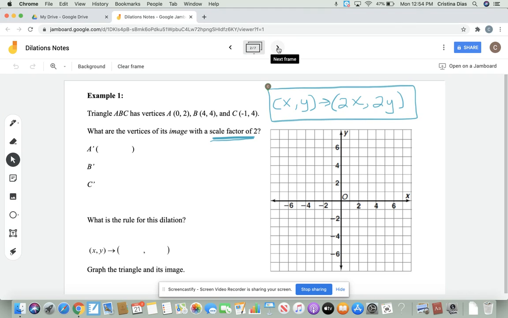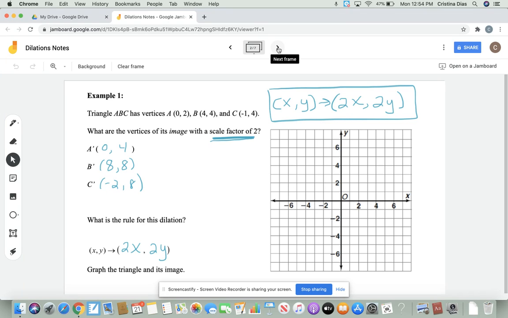So if we know that A is at 0, 2, then that means A prime is going to be at 0, 4. We just multiply x and y by 2. If B is at 4, 4, well then that means B prime would have to be at 8, 8. And if C is at -1, 4, then C prime is at -2, 8. So the rule for the dilation, I actually already noted at the top, again, is 2 times the x value and then 2 times the y value. And now it's asking us to graph.